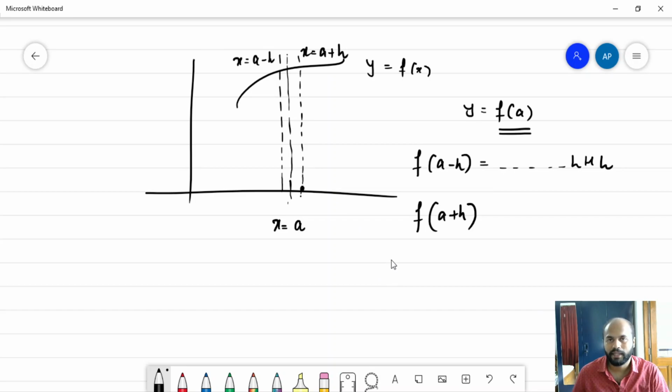Now, what is h actually? h is a number tending to 0, which is very small. Like, suppose x is equal to 5. a is 5 in this case.